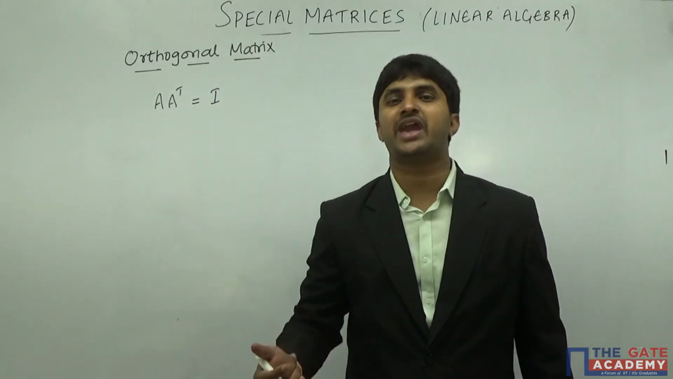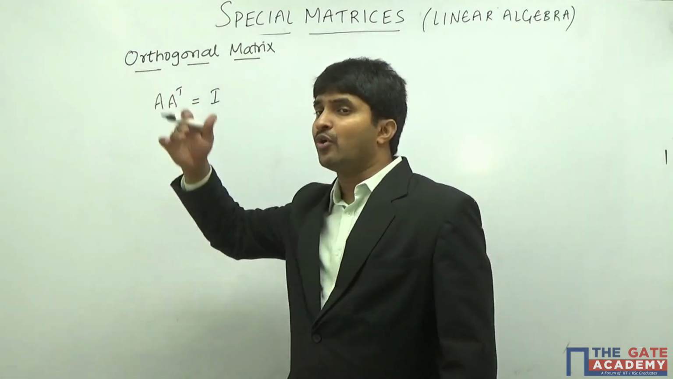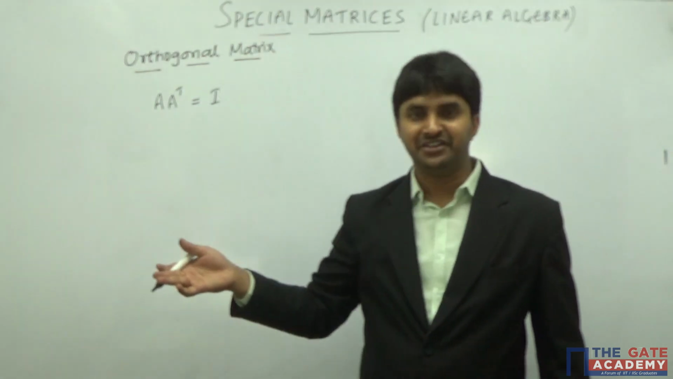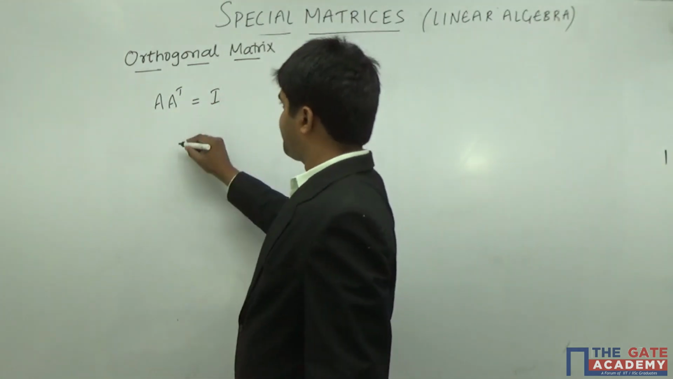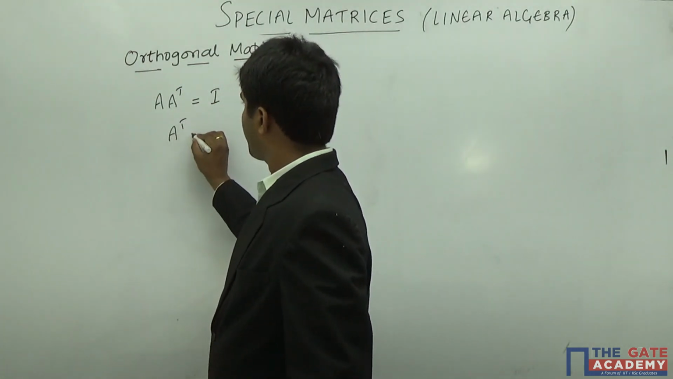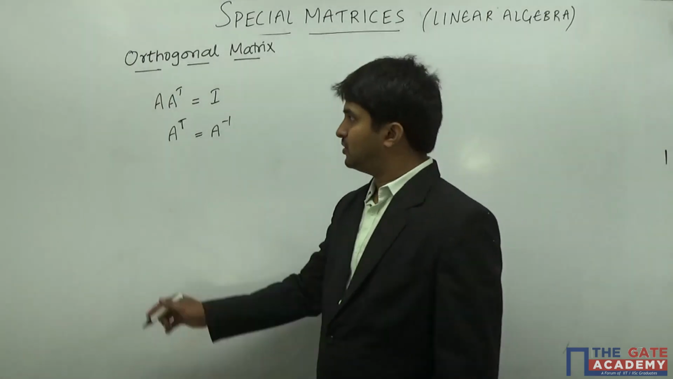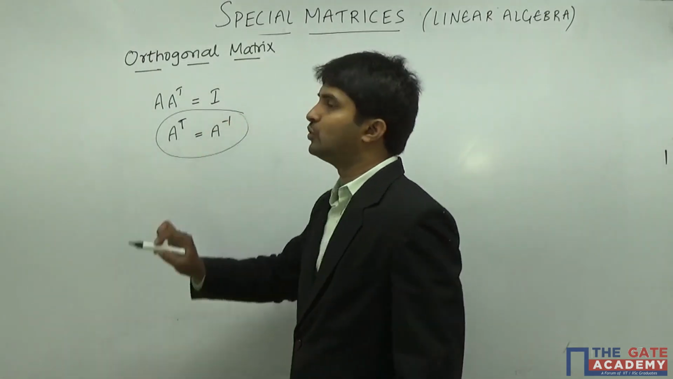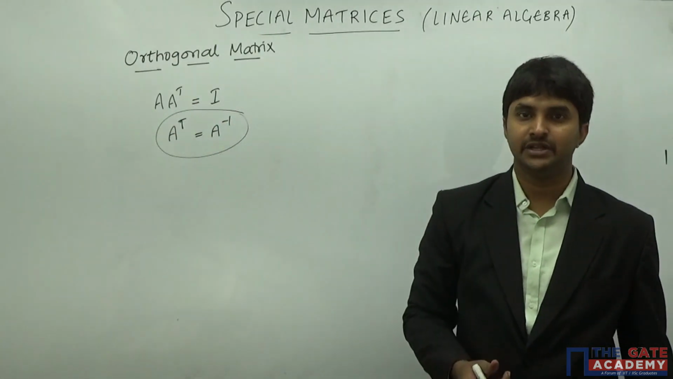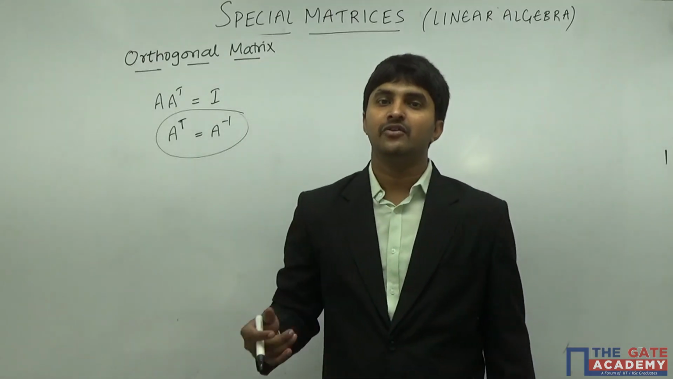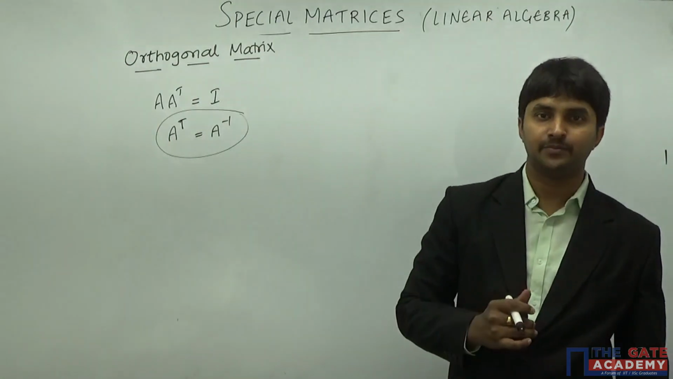This is only going to happen when the transpose is the inverse. We know that A inverse into A is always I. So even A into A transpose equal to I, the identity matrix, will be satisfied only when the transpose is nothing but its inverse. So A transpose is equal to A inverse. That is the condition for an orthogonal matrix. So a matrix is orthogonal when the transpose is equal to inverse, or A into A transpose is equal to I.